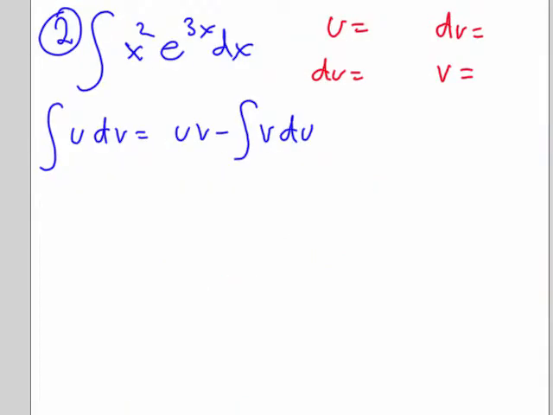Alright, here's another example. Again, we have to choose u and we have to choose dv. So again, I'm going to let my u be x squared and my dv the rest of it.